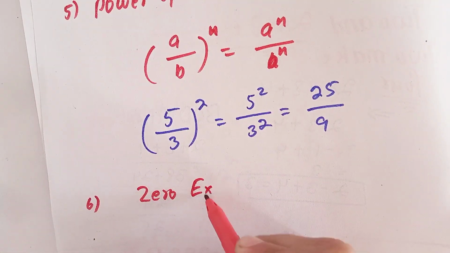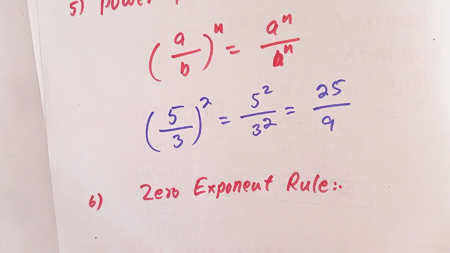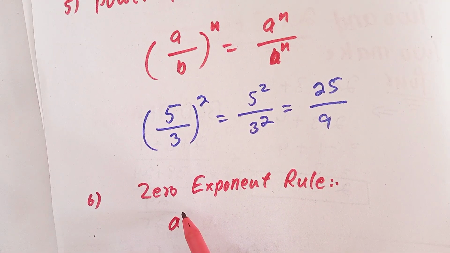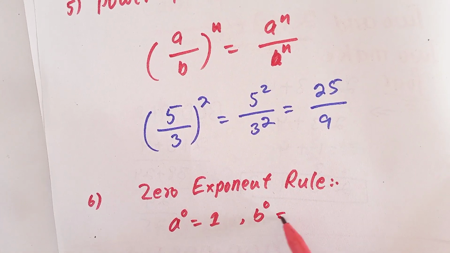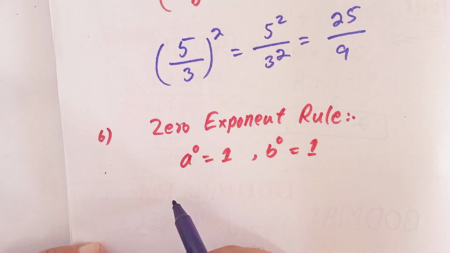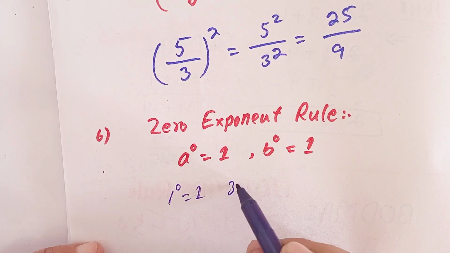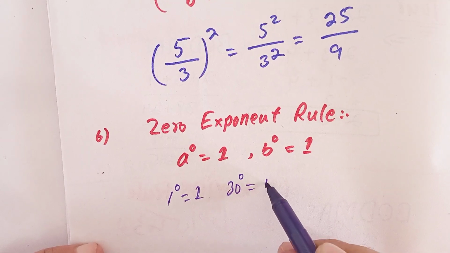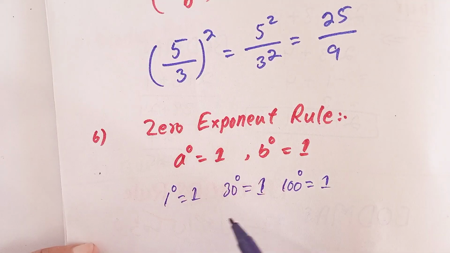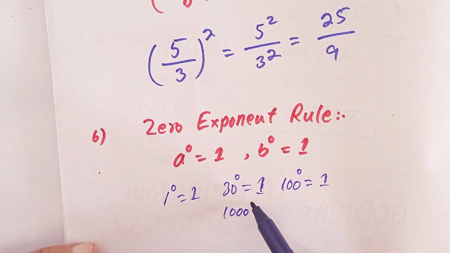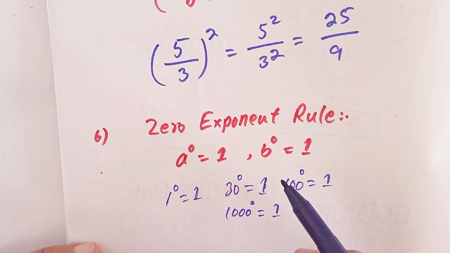The sixth number is zero exponent rule. Zero exponent rule states that a raised to the power 0 is equal to 1, or b raised to the power 0 is equal to 1. For example, 1 raised to the power 0 is equal to 1, 30 raised to the power 0 is equal to 1, 100 raised to the power 0 is equal to 1, 1000 raised to the power 0 is equal to 1. So any number raised to the power 0 is equal to 1.